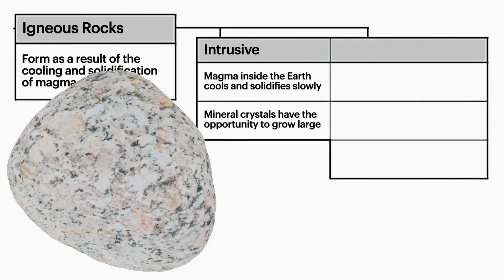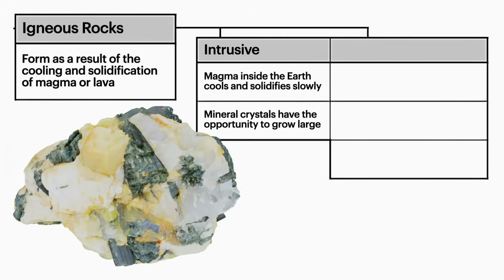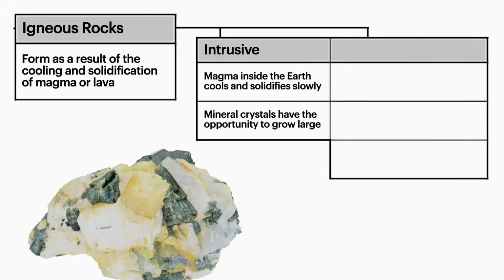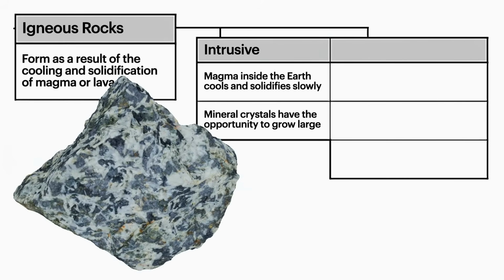inside the earth. Other igneous rocks have bigger crystals, like this pegmatite, which has very large crystals resulting from really slow cooling. And then kind of in the middle would be something like this gabbro, which has medium-sized crystals. So those are intrusive rocks. Again, look for the mineral crystals.